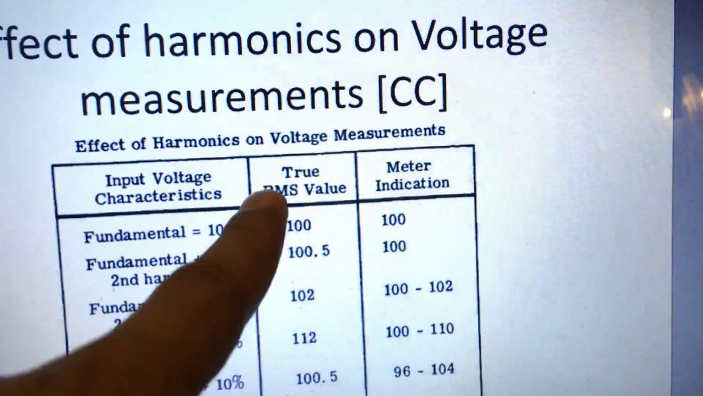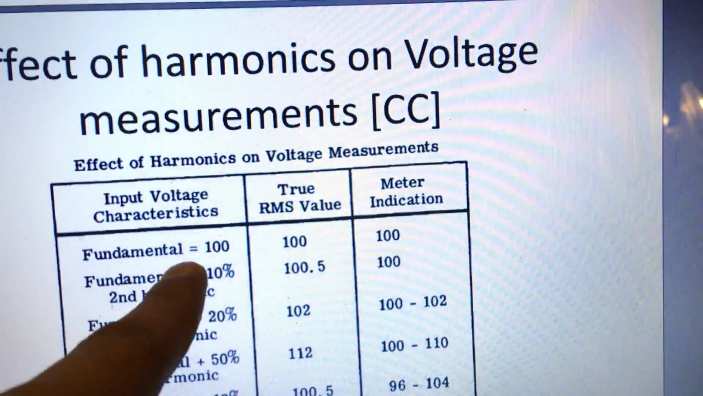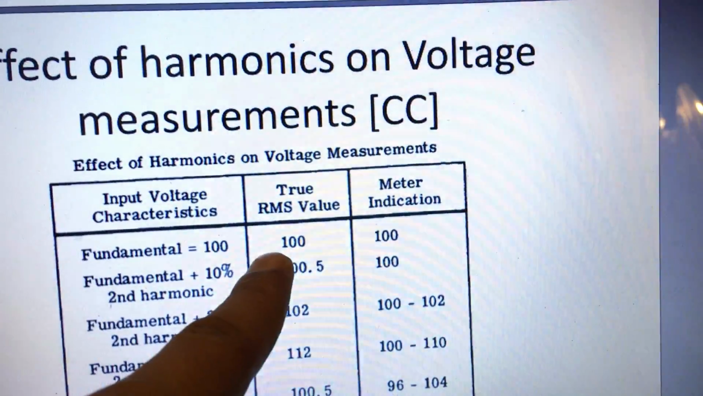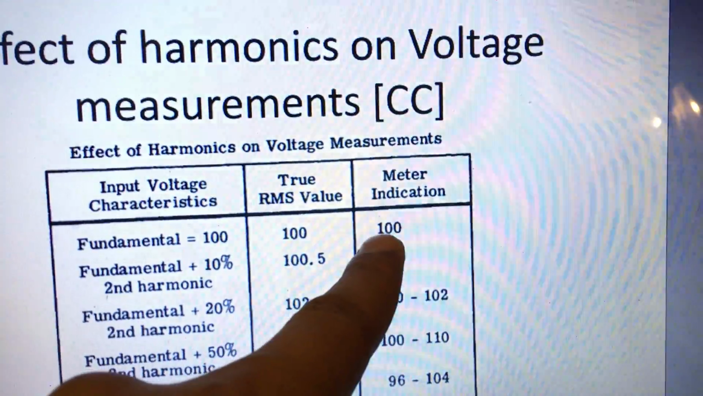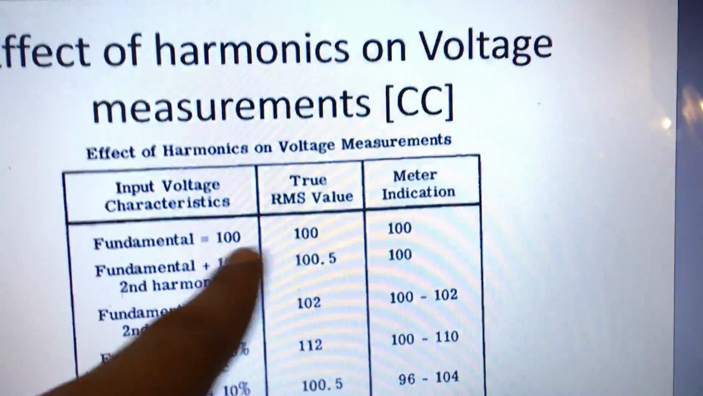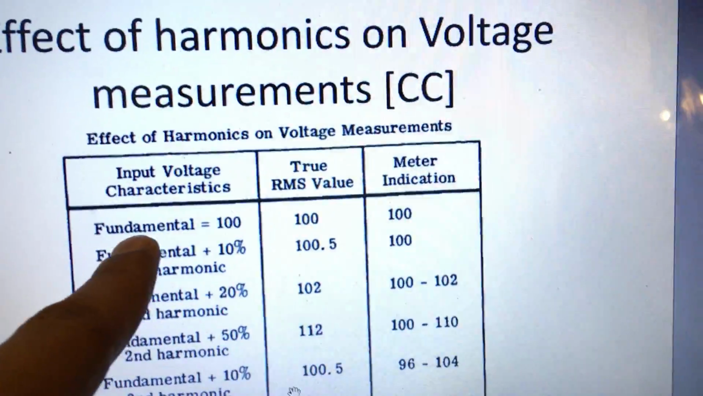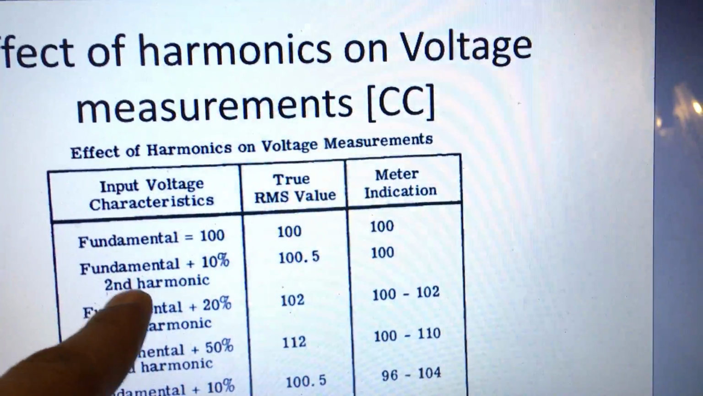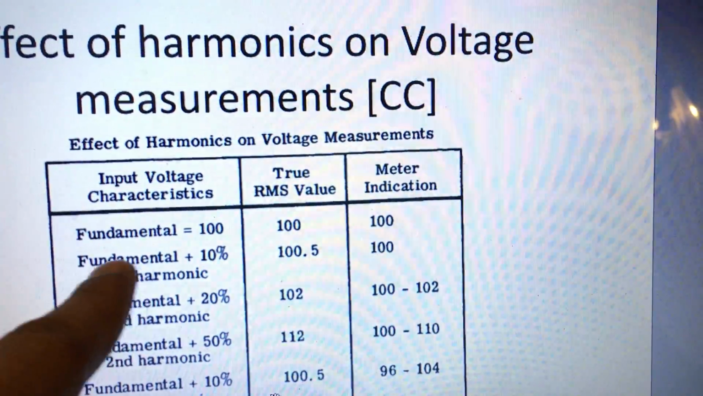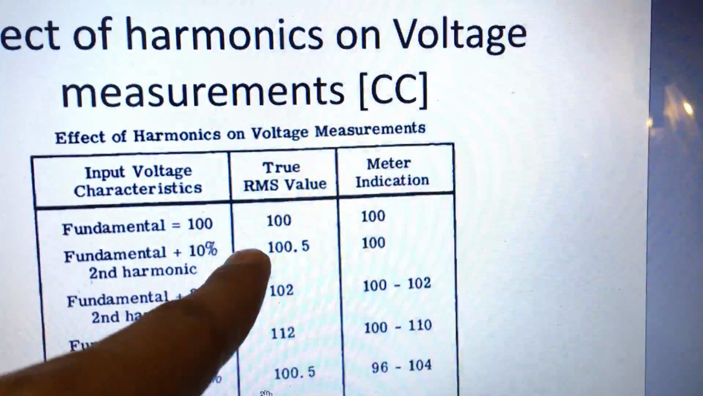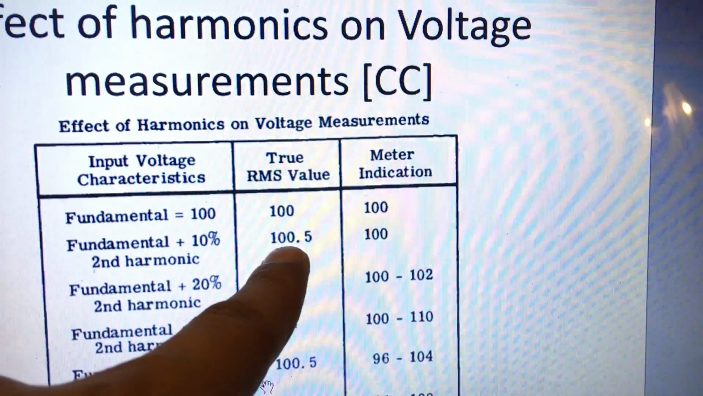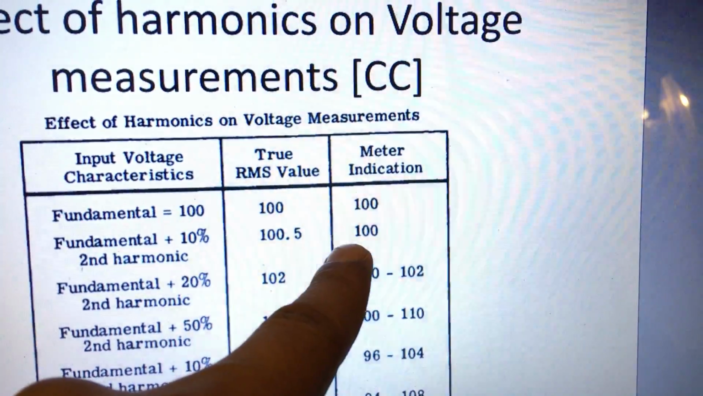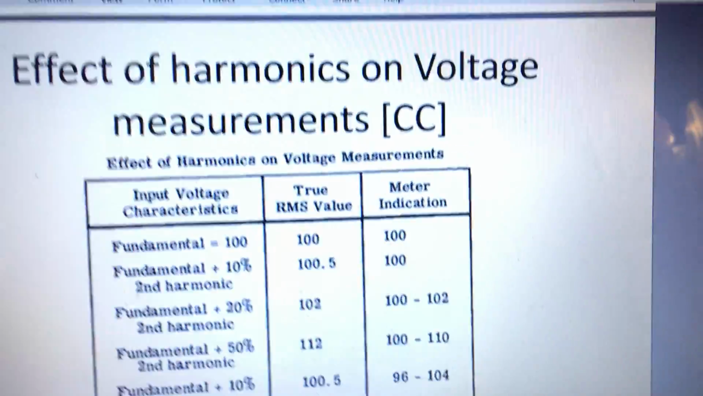Now this is a true RMS value of the fundamental signal, so 100 volts, and the meter indication also is 100 volts. So this is for the signal with only the fundamental component. Now if there is the fundamental signal plus 10% second harmonic, a true RMS meter will show you 100.5 volts, whereas the normal meter indication will be 100 volts.